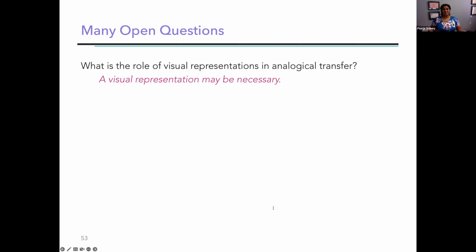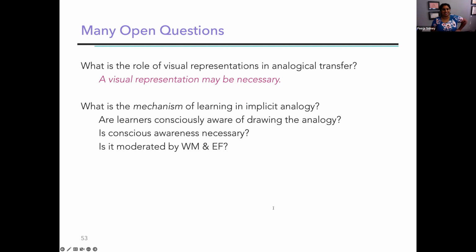There are a lot of other open questions that our lab is currently working on or trying to work on as we recover from COVID, the pandemic. Are we still recovering? I don't know.